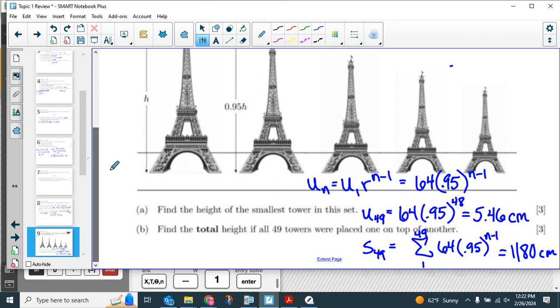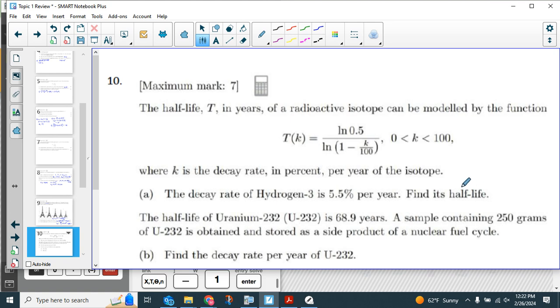Was that it for that one? Yep. Okay. All right, number 10.